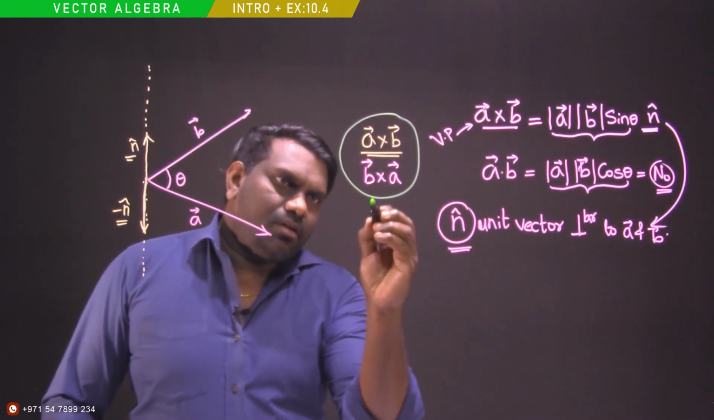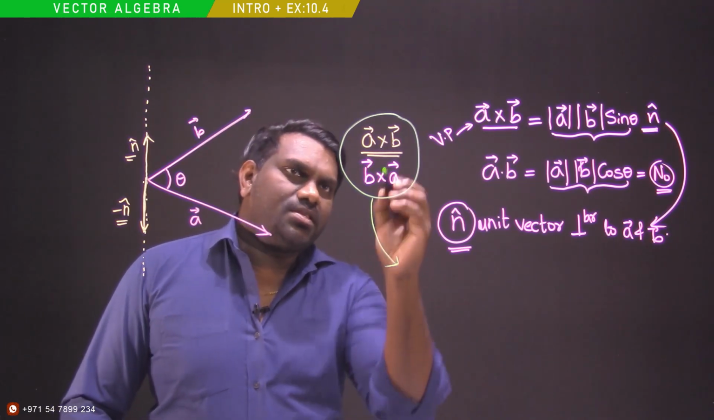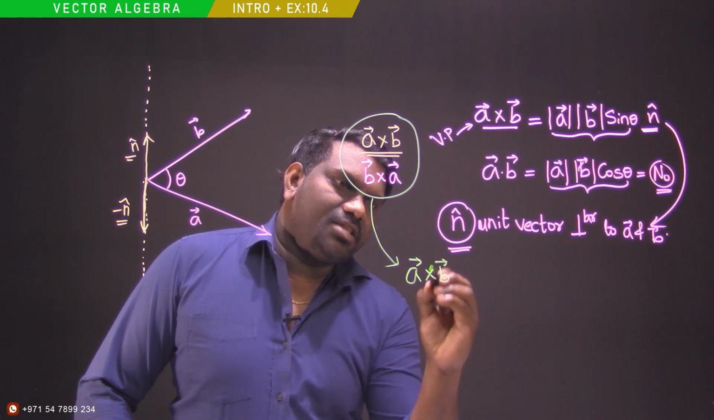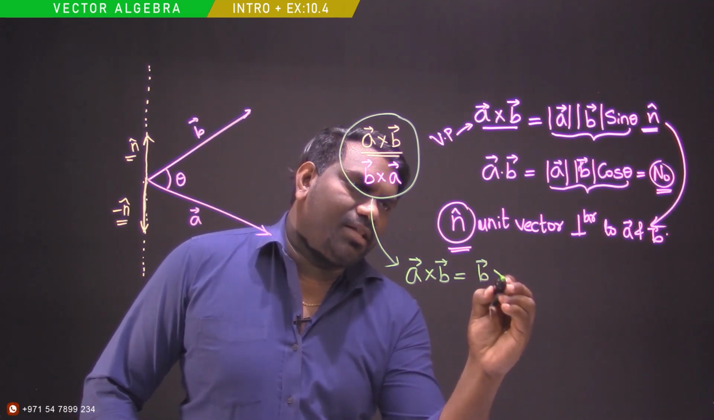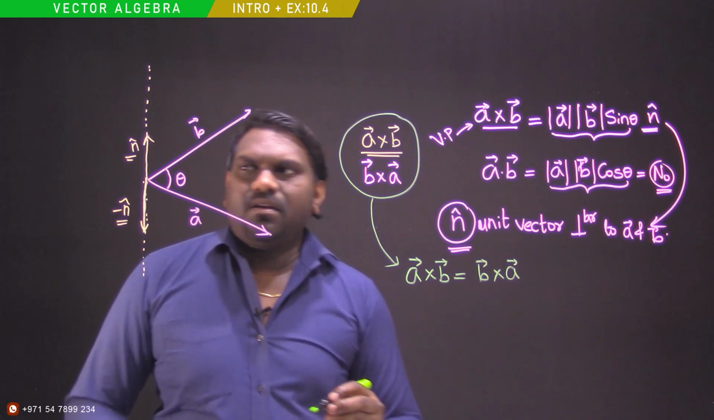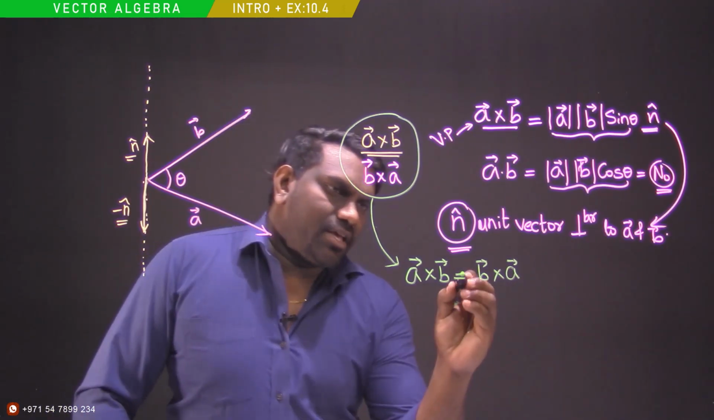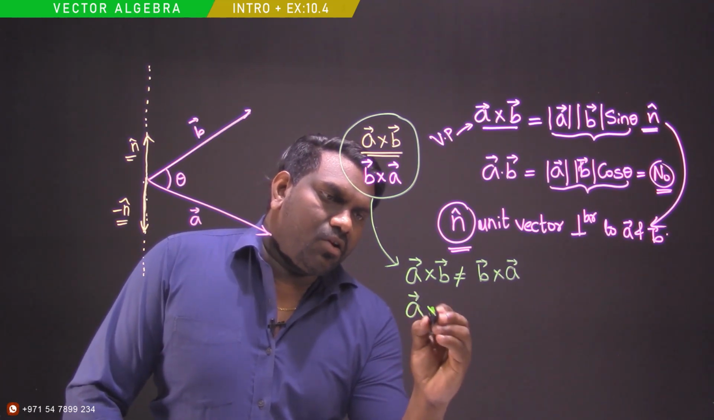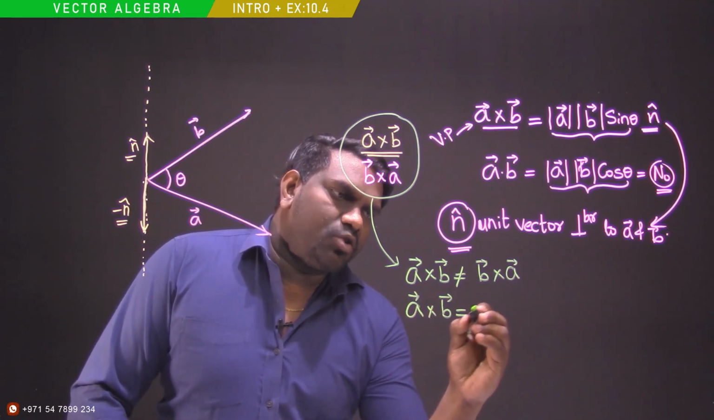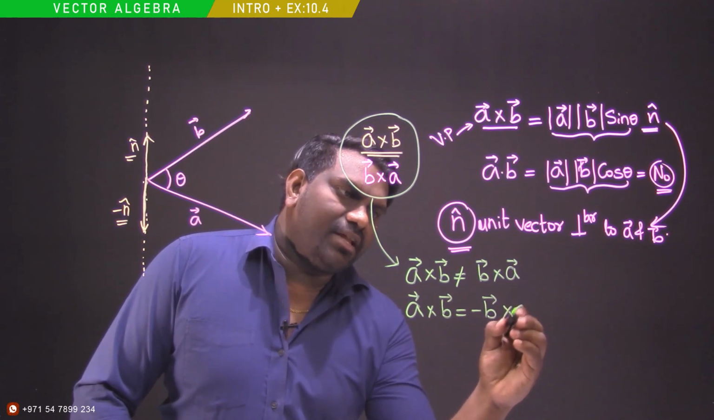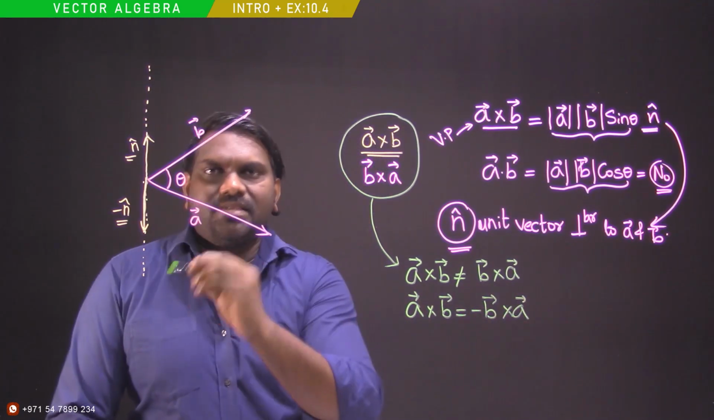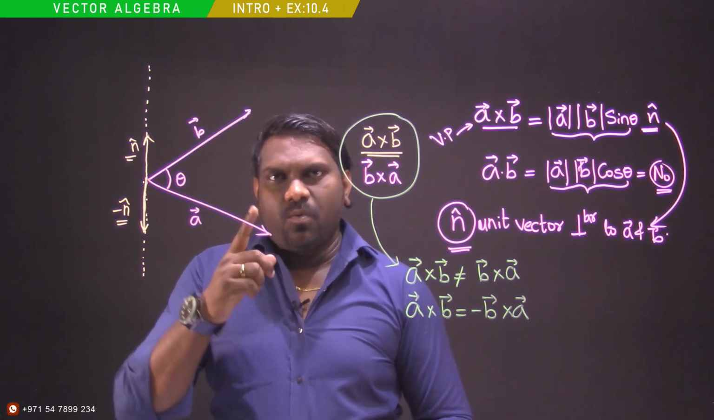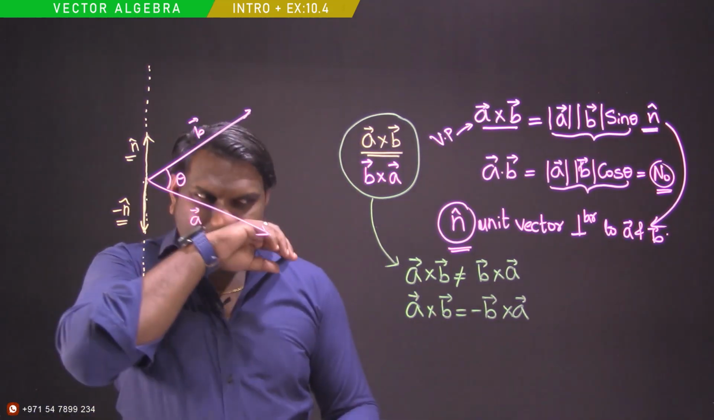Fine. Now what I was saying with this one is I cannot say that A cross B is equal to B cross A. That is what I said here, because both are in a different direction. So I cannot say this. But I can say one thing now. A cross B is equal to minus B cross A, because of the minus n. n is what? A unit vector. What is the value of a unit vector? 1, dear. So this is minus B cross A.